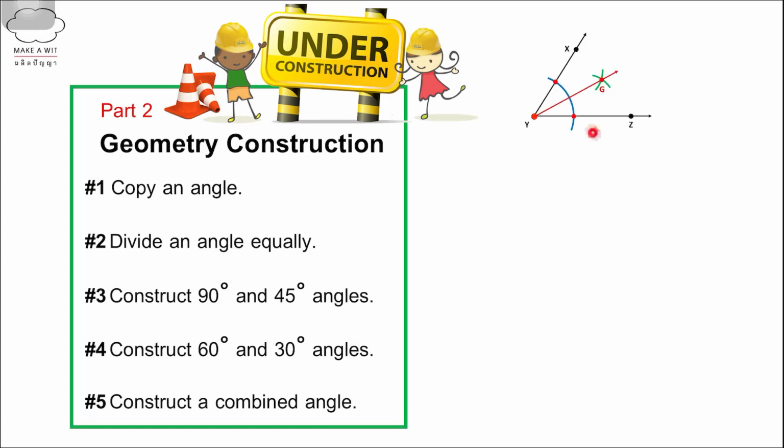First one, what do you think? You cut it in half, right? So you divide an angle equally. Number 2, or you find angle bisector. And number 3, oh no, next one. What is this?